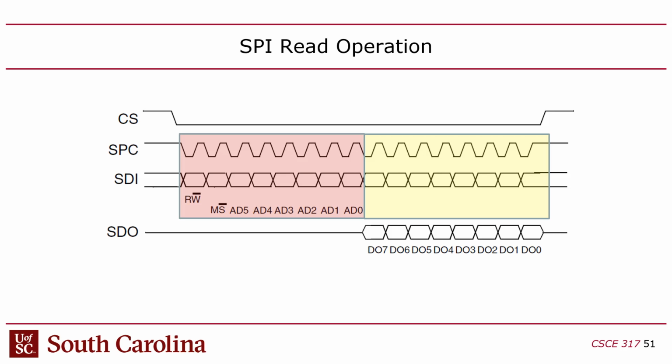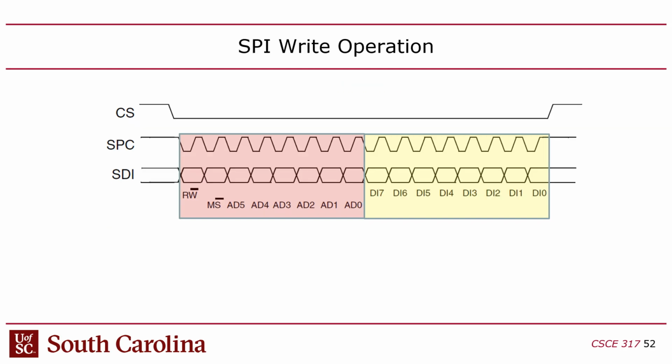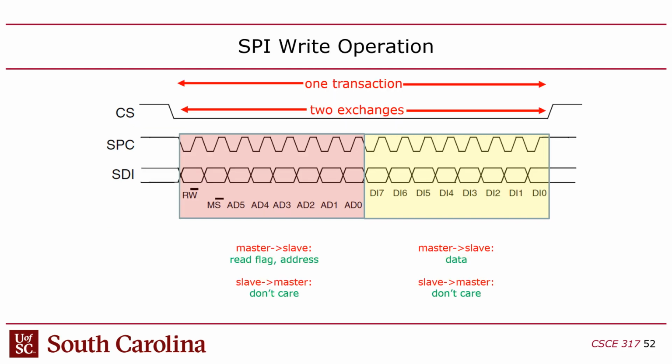The address, however, is not just the address. There are also 2 control values in there too: a read-write select bit, and a multiple or single select bit, followed by the rest of the 6 bits, which are the address. And then the second exchange is the data. In this case, it's a read, so I send the address, and then I get back the data. So those are 2 exchanges, 1 transaction, right?